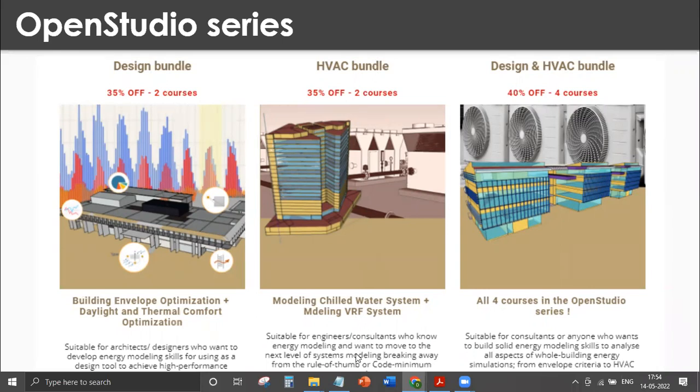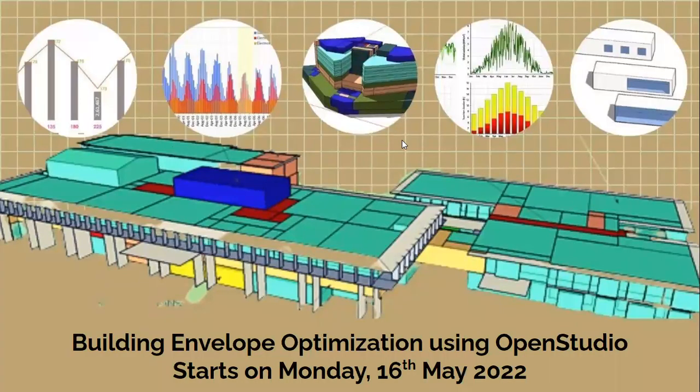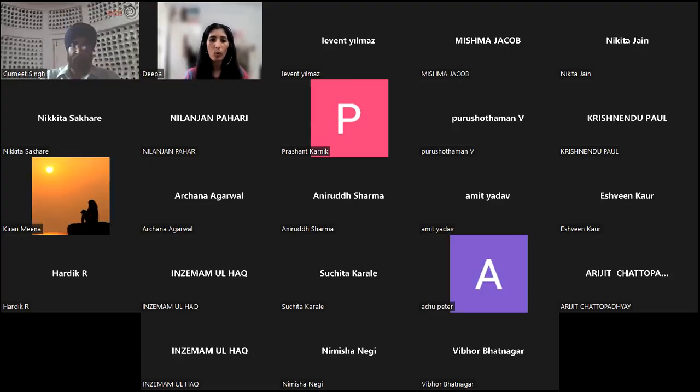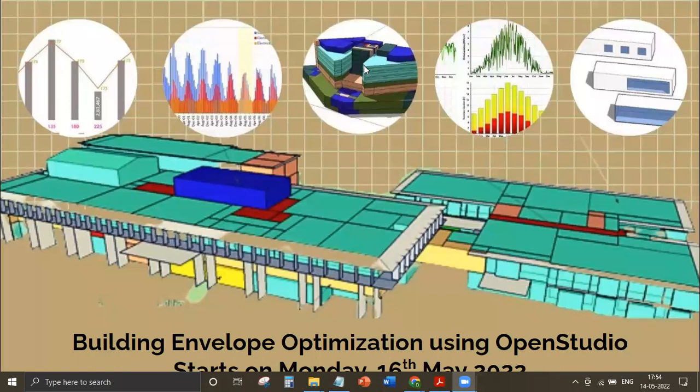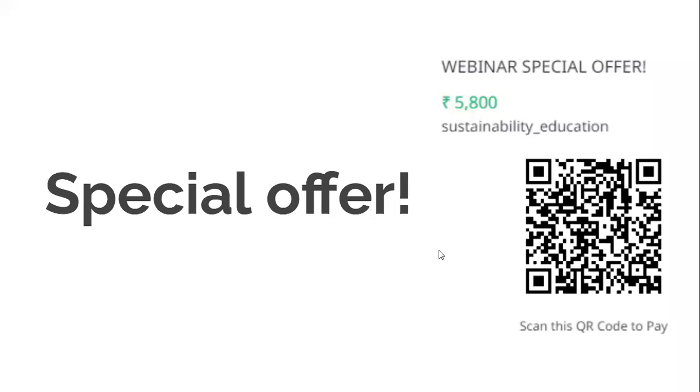So there are 4 courses I mentioned. First is building envelope optimization using Open Studio. It starts on Monday, and a lot of you here are interested to use simulations in the best manner possible. You shared your challenges, and you want to overcome those challenges, right? And keeping that in mind, we have designed this program. It's a 2-week blended learning program. We have a special offer.